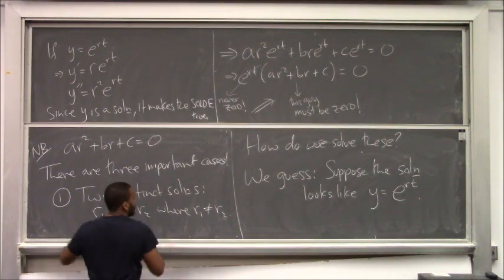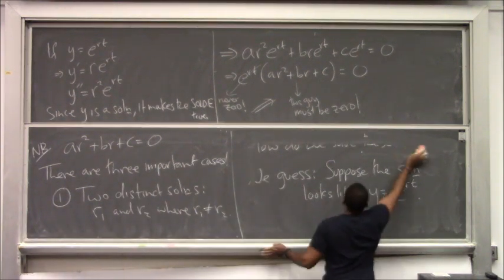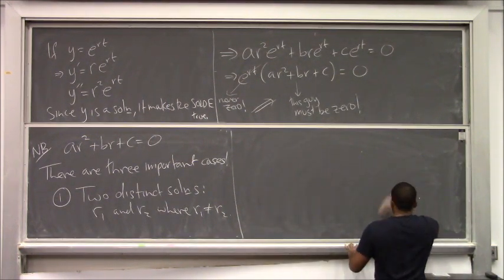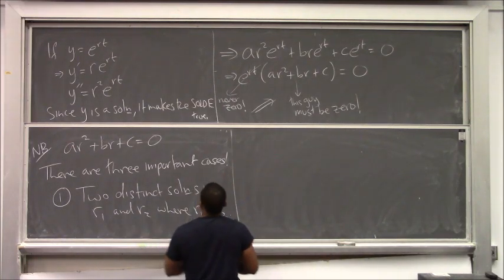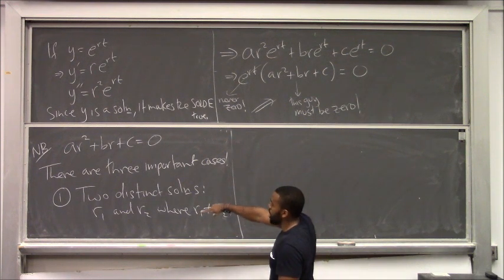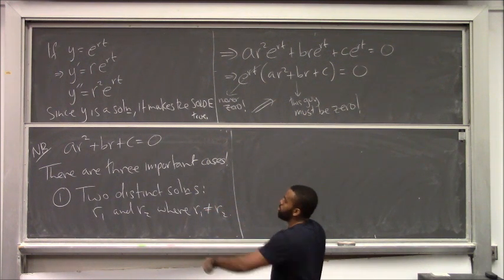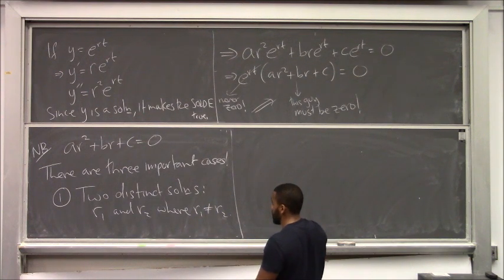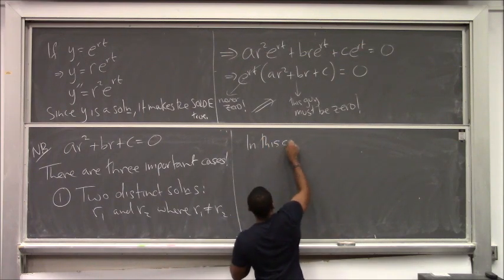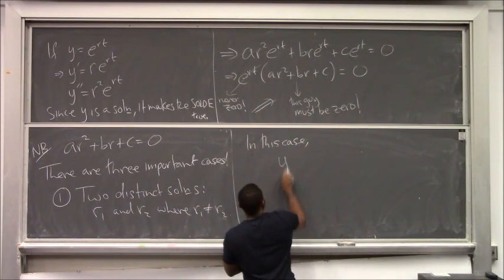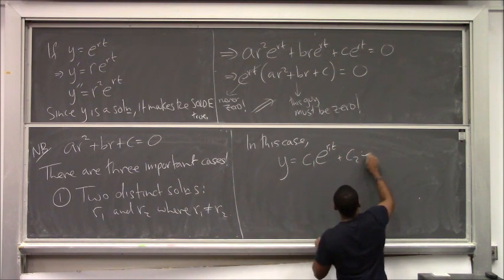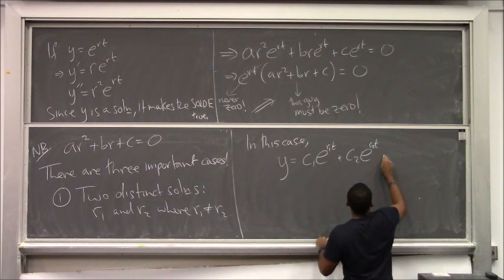Now in this case, here's how we're going to write the solution. I know the solution looks like e to the rt, but I have two r's. What do I do with them? Well, I plug in one at a time and add them together in a linear combination. We're going to talk about why this works. In this case, y equals c1 e to the r1 t plus c2 e to the r2 t will give the general solution.